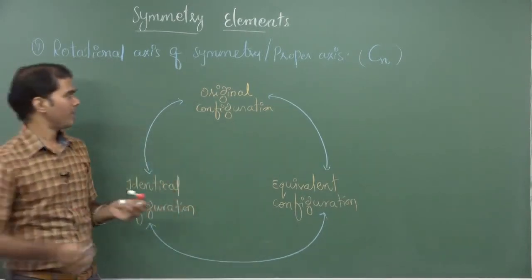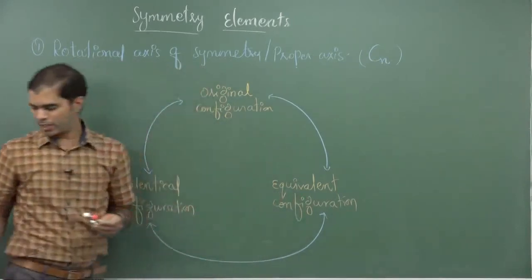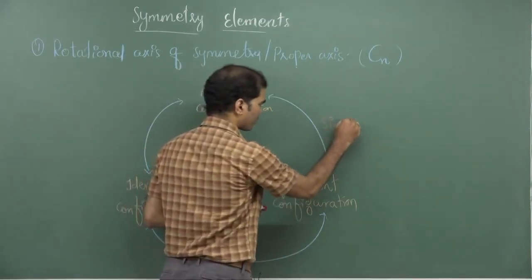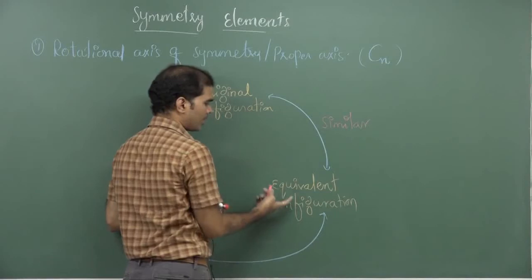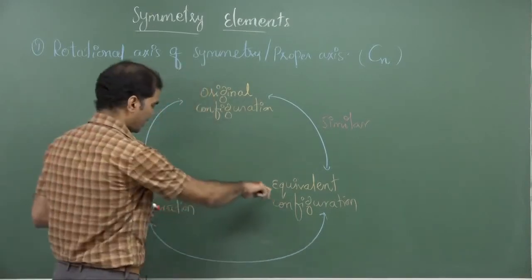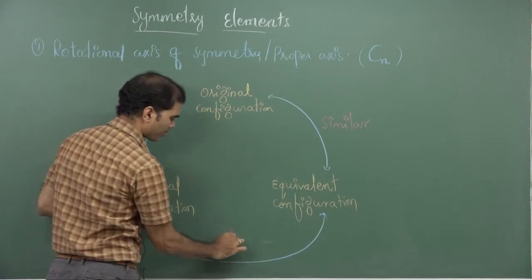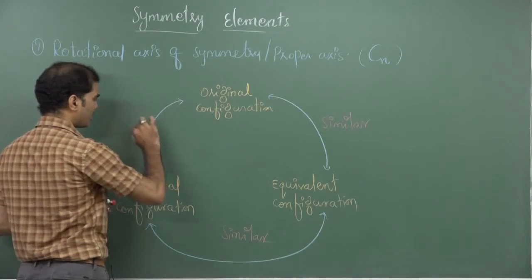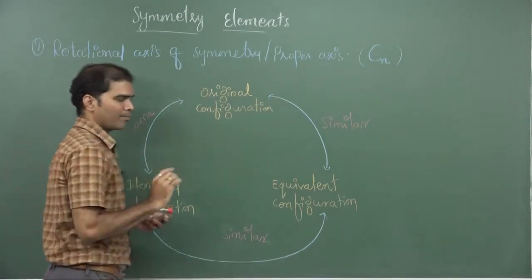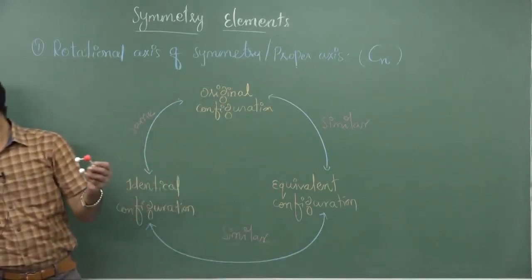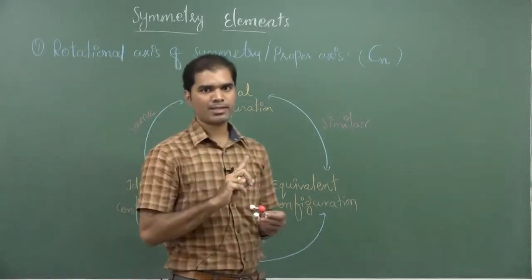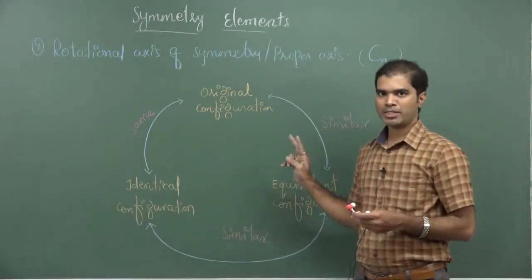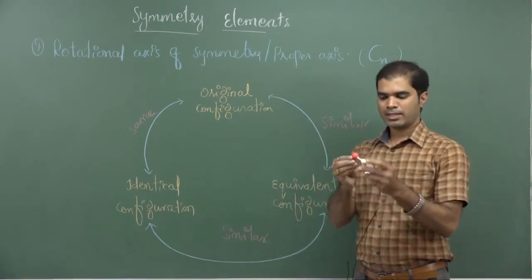So what is the relation between original configuration and equivalent configuration? Means they are similar. They are not the same, but they are similar. Original and equivalent, they are similar. Equivalent and identical, these are also similar. But identical and original, these are the same. They are just the same. If H1 is towards your right hand side, again in identical configuration H1 is towards your right hand side. So they are the same. But in equivalent configuration, the position of the atoms may change, but it looks like the original one.